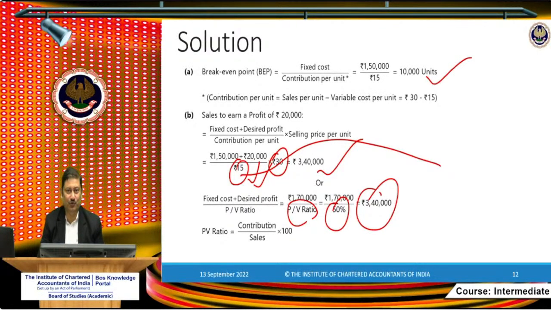So unit 11,334 units. Students, please understand, if you want to calculate the unit, then you divide the contribution required by contribution per unit. Contribution by contribution per unit, the result will be in unit. Contribution by PV ratio, your result will be in amount or rupees.